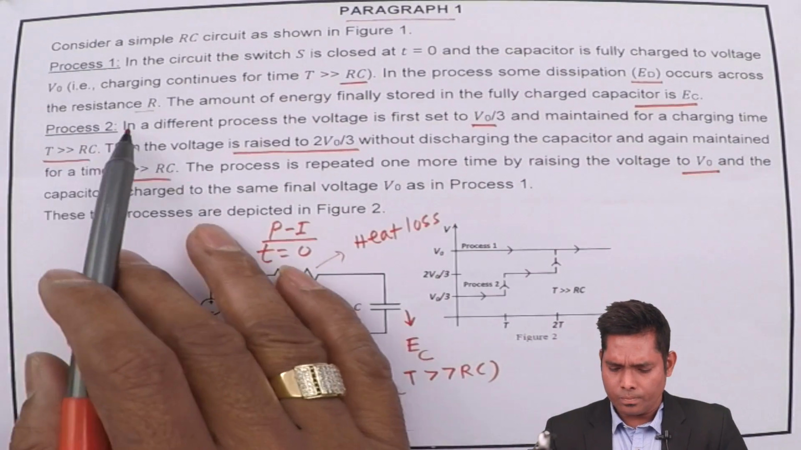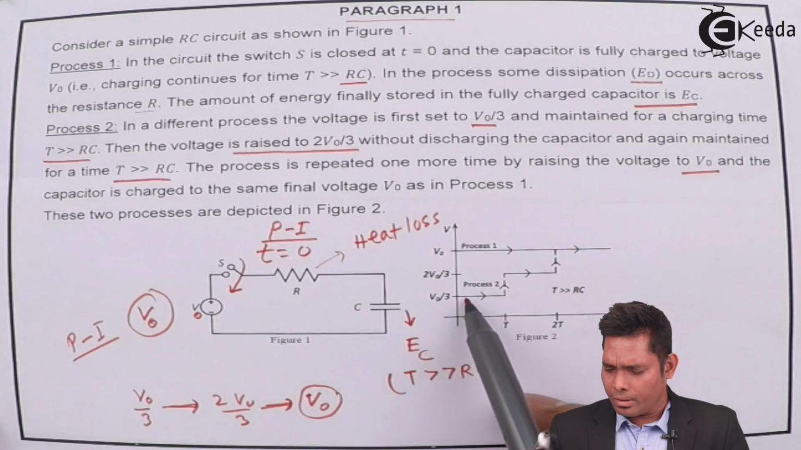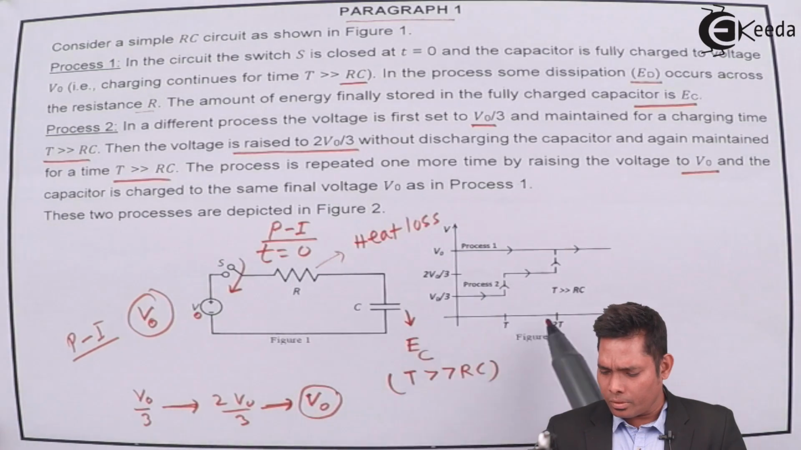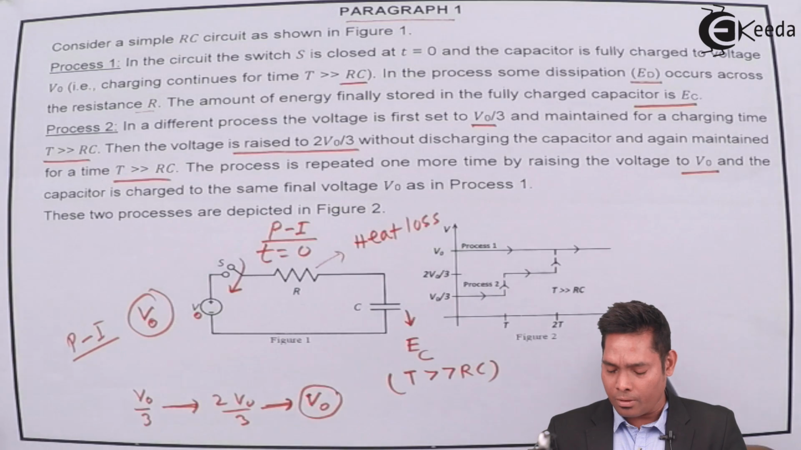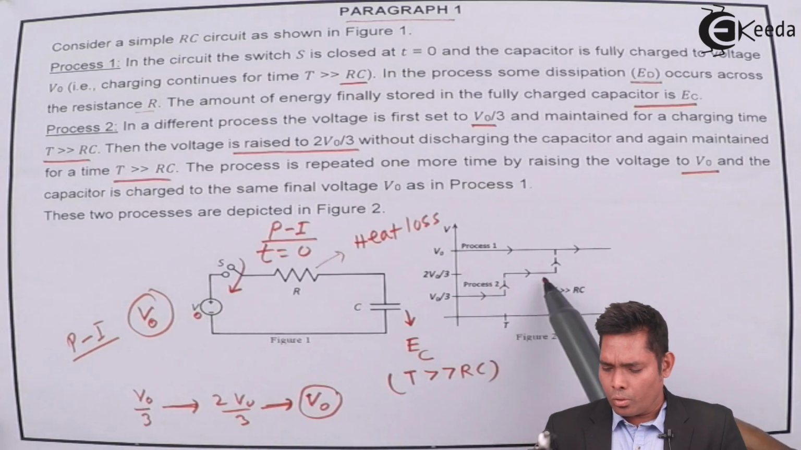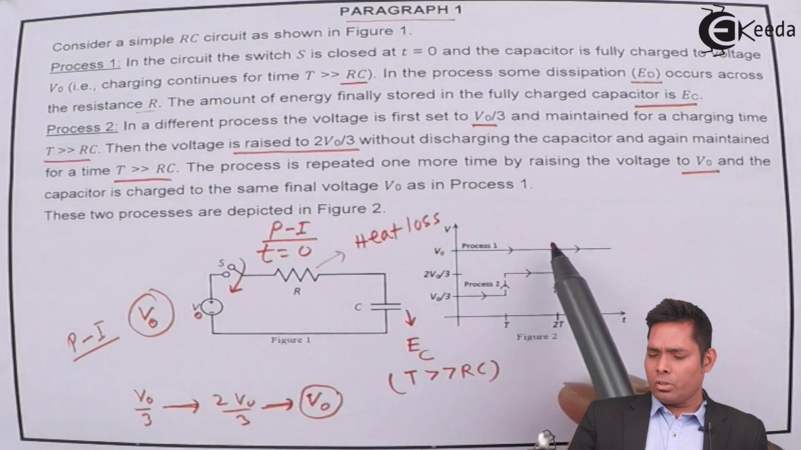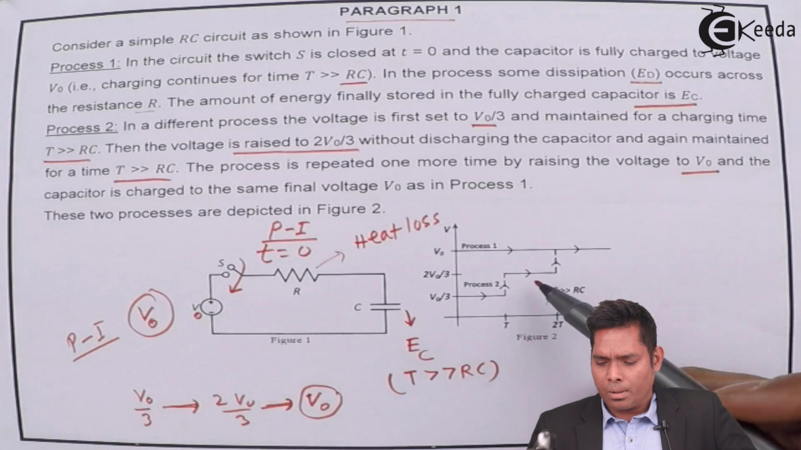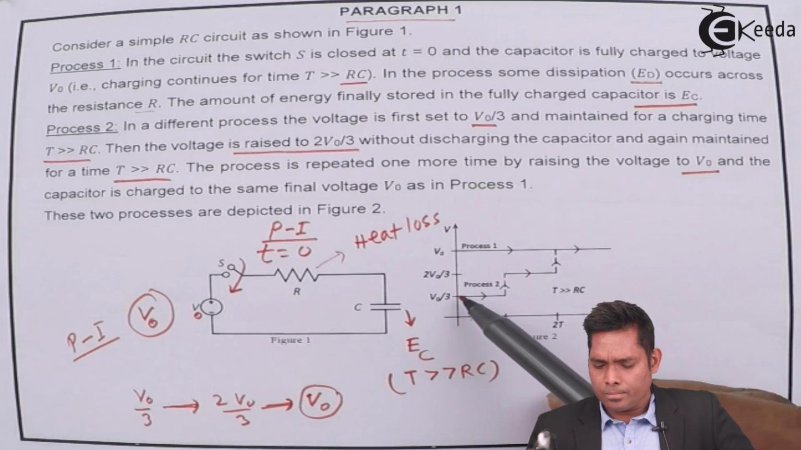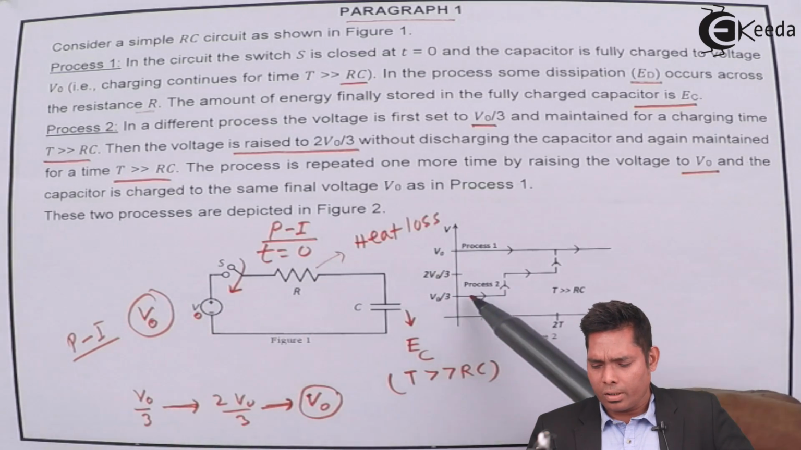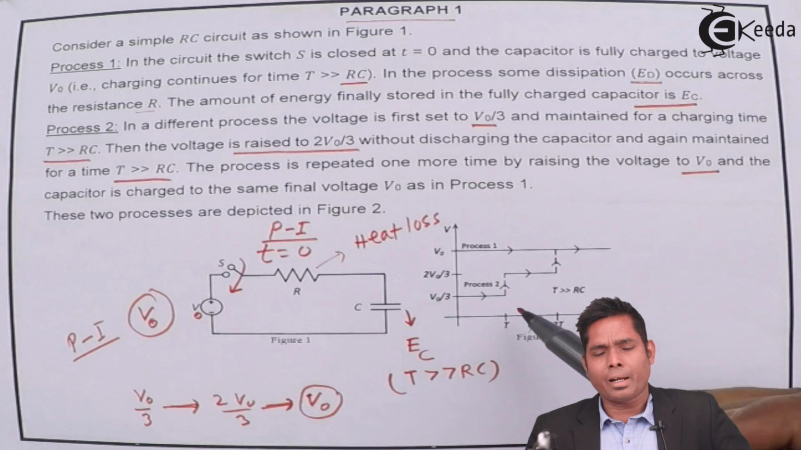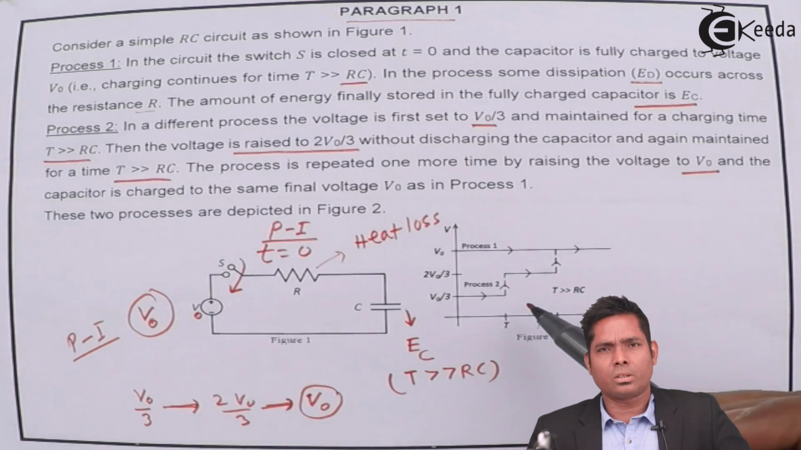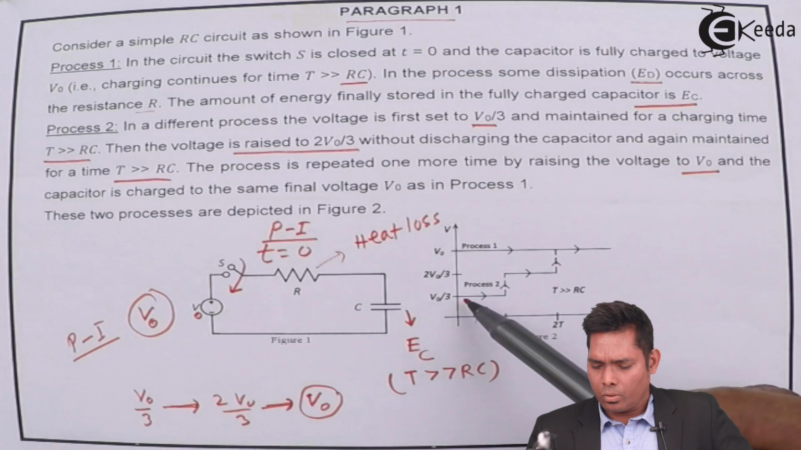This is process 2. Process 2 is depicted here in the voltage and time graph. It attains the voltage V0 finally in steps. There are three steps. Once you give a voltage of V0 by 3 for a certain time t, and that time is much greater than RC, the time constant of the circuit. So it extends up to a certain time t and the voltage is maintained at V0 by 3.